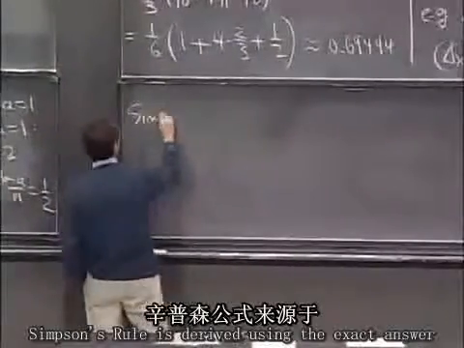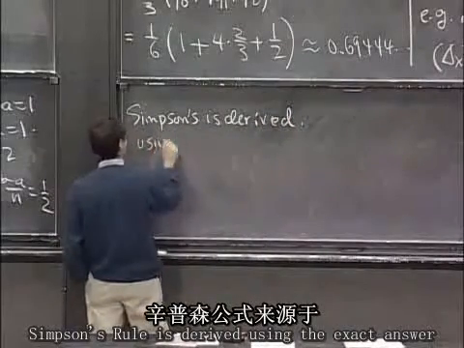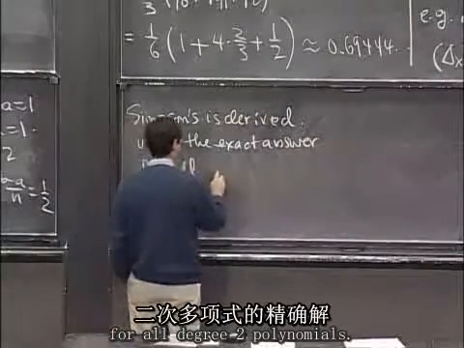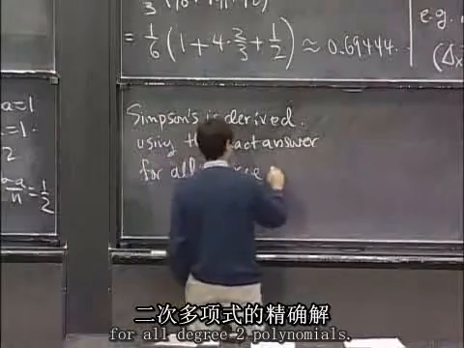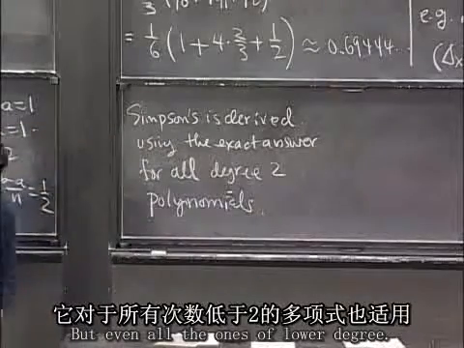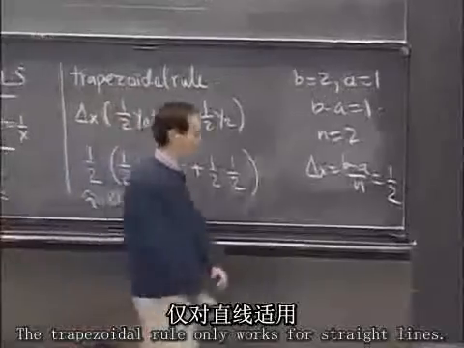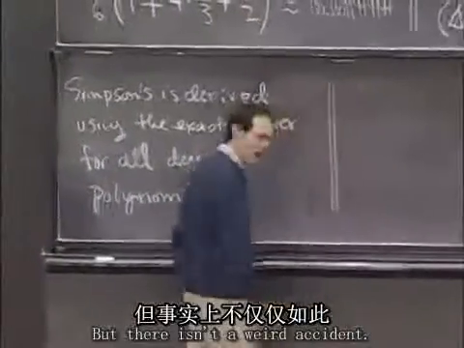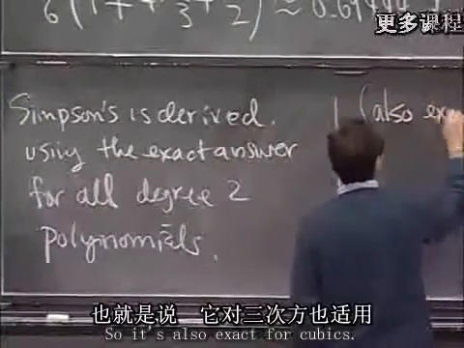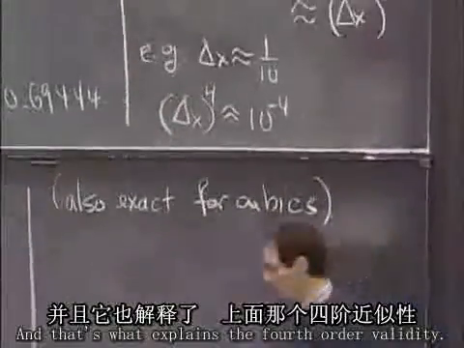So I'll mention this. Simpson's rule is derived using the exact answer for all degree 2 polynomials. In other words, parabolas, all parabolas. But even all the ones of lower degrees. So straight lines would work, and constants would work as well. Whereas the other ones only work for, say, straight lines. The trapezoidal rule only works for straight lines. But there is a weird accident. It turns out that it also works for cubics. Once you get the formulas, it works for cubics. So it's also exact for cubics. And that's what explains the fourth order validity.